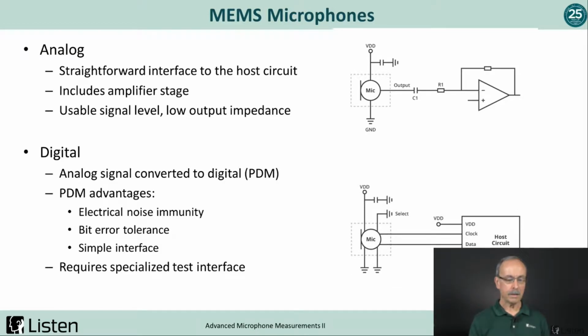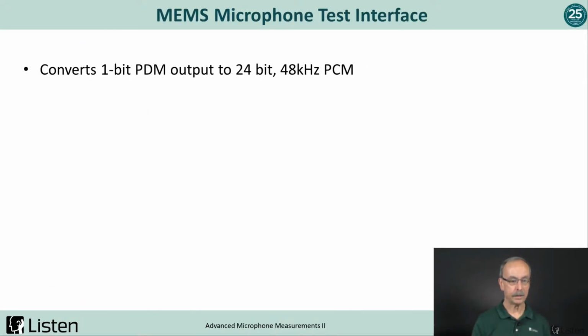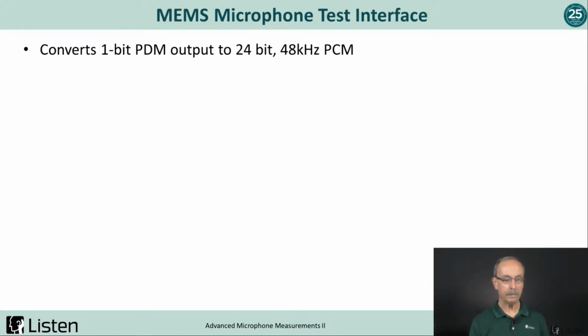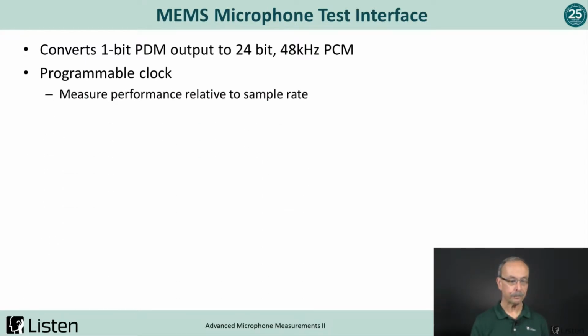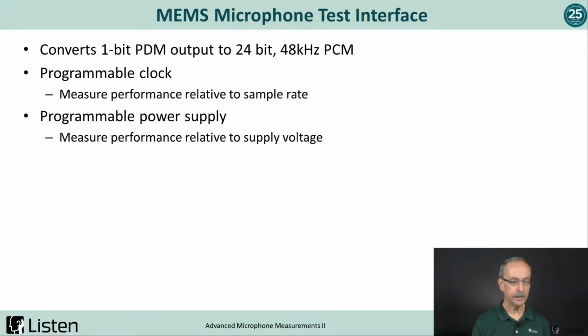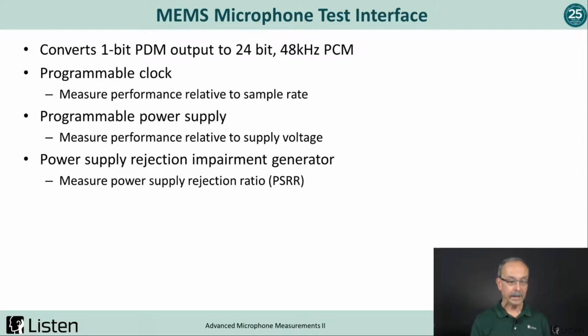But the thing is, it requires a very specialized test interface. And the test interface needs to convert the 1-bit PDM output to a 24-bit 48 kilohertz PCM stream. And it should have a programmable clock so we can measure the performance of the MEMS mic relative to the sample rate. And it should also have a programmable power supply so we can measure the performance relative to the supply voltage. And it also should have a power supply rejection impairment generator to measure power supply rejection ratio, or PSRR.